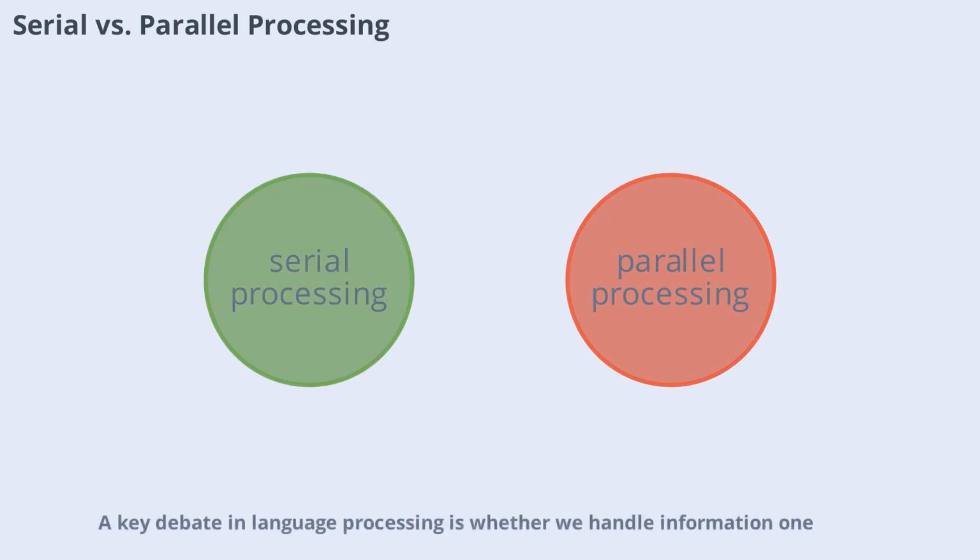A key debate in language processing is whether we handle information one step at a time, serial processing, or process multiple pieces simultaneously, parallel processing. Serial models suggest we process language in a strict order, while parallel models argue that different aspects like grammar and meaning are processed at the same time. Evidence from experiments suggests that both types of processing may occur, depending on the task and context. This debate continues to shape research in psycholinguistics.